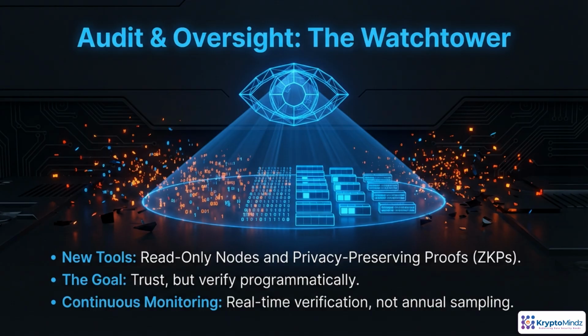In blockchain-based trust infrastructures, audit doesn't disappear, it evolves. Instead of pulling periodic samples from scattered logs, auditors can connect to read-only nodes that expose a verified, immutable history. On top of that, privacy-preserving techniques like zero-knowledge proofs let you prove rules are followed without revealing raw data. The big shift is toward continuous, programmatic oversight, real-time verification of compliance, rather than occasional after-the-fact checking.